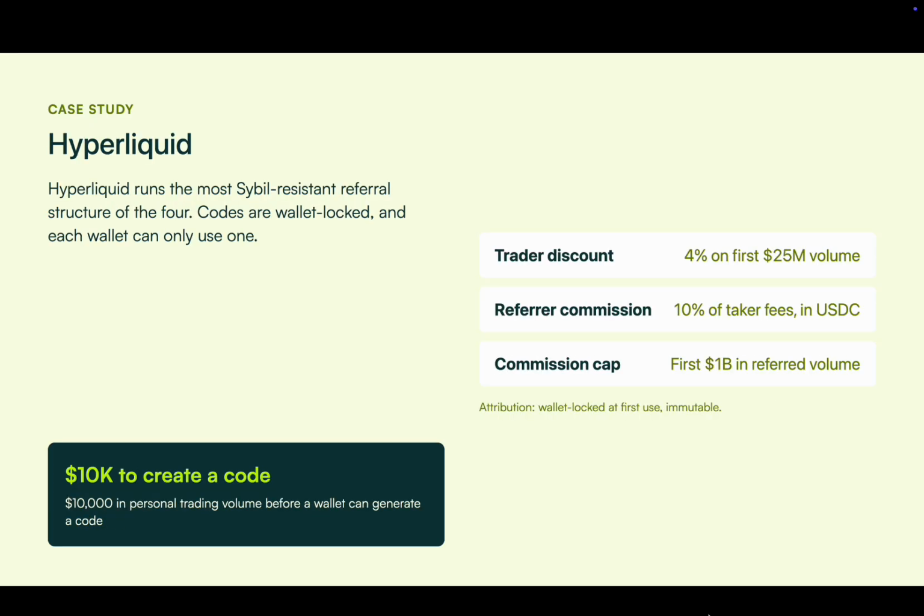Hyperliquid takes a more restrictive approach to referral creation. A wallet needs at least $10,000 in personal trading volume before it can generate a referral code. Each wallet can only use one code, and attribution is wallet locked at first use. Referred traders receive a 4% discount on their first $25 million of cumulative trading volume. Referrers receive 10% of referred trader-taker fees, up to the program's volume cap. This structure makes Sybil resistance part of the referral design itself.